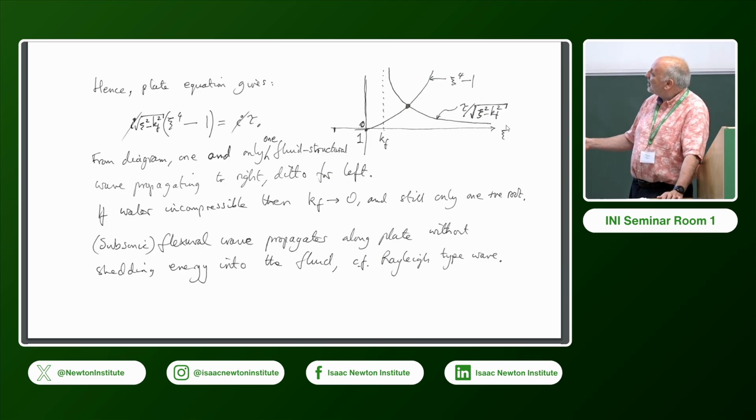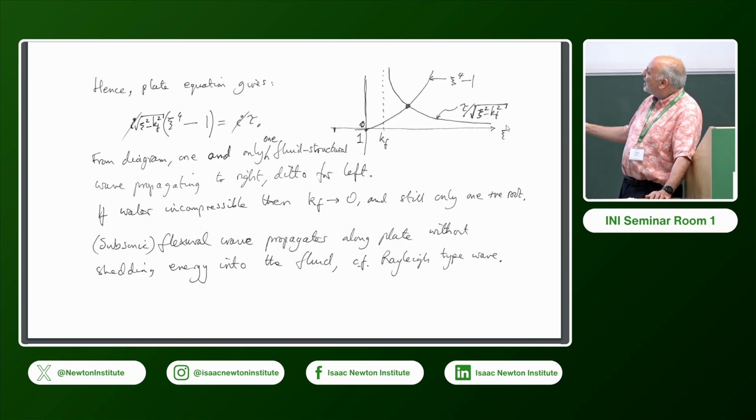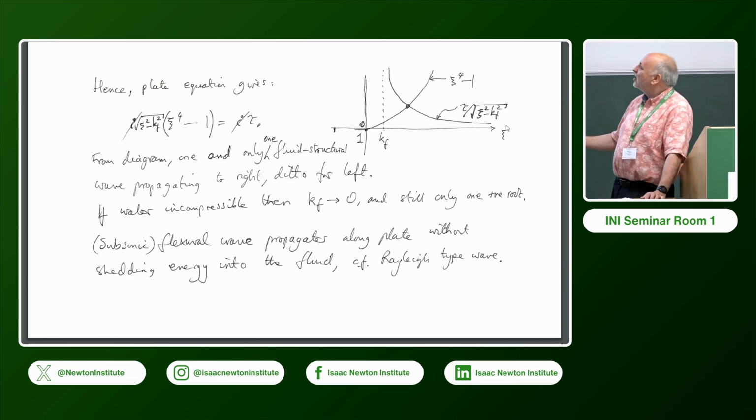And so you can easily see that this has one and only one real positive solution by plotting the left-hand side and the right-hand side. Sorry, I've divided through by this parameter. So the intersection of these points gives you this solution.